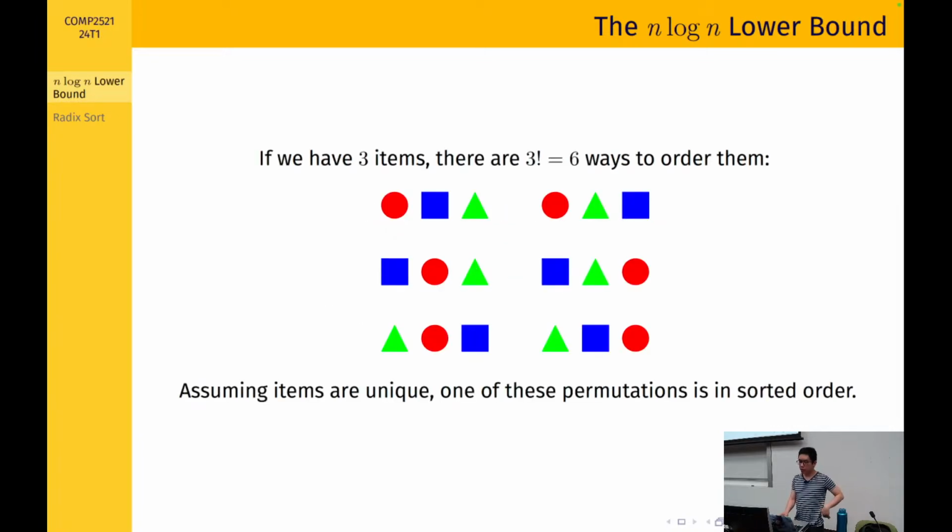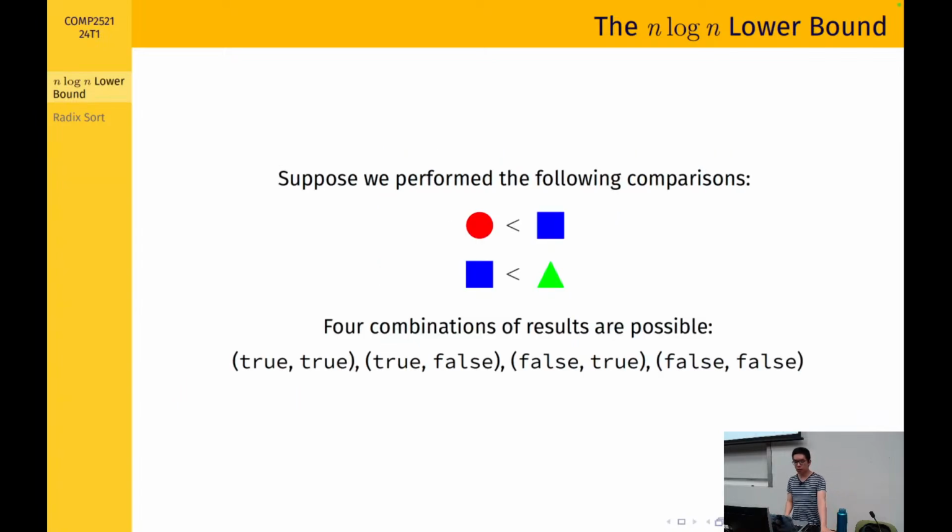If we have 3 items, then that means there are 6 different ways to order them, so 6 different permutations. And assuming that all of these items are unique, then that means one of these permutations is in the correct sorted order. So one of these is correct, and all of the other ones are not. So now we're allowed to do 2 comparisons.